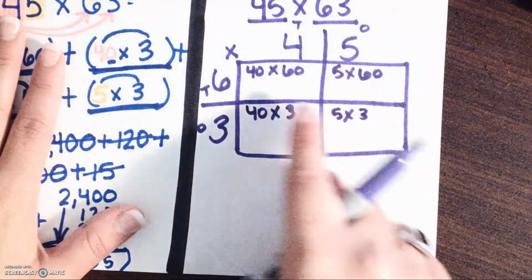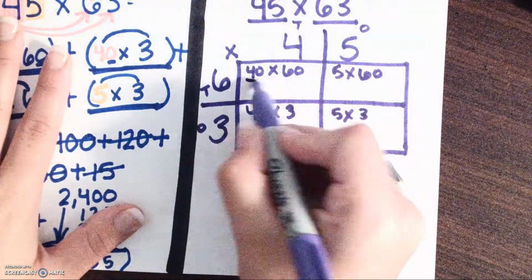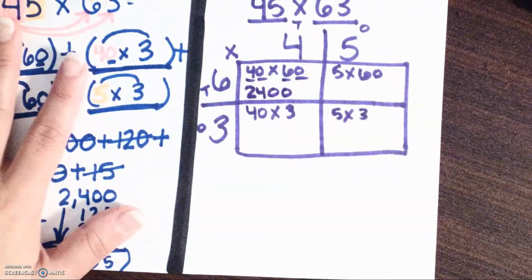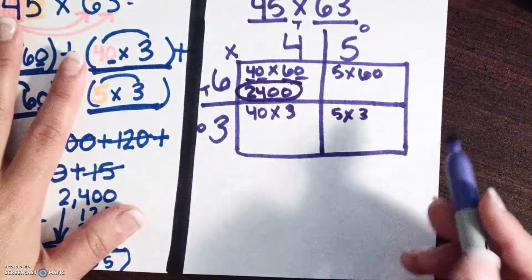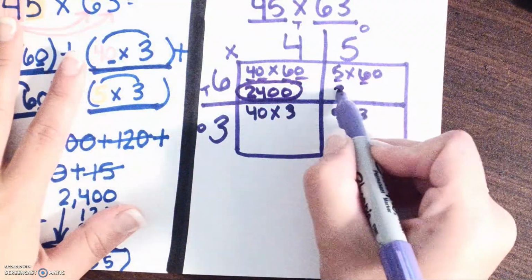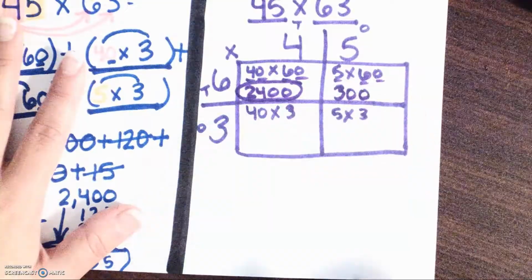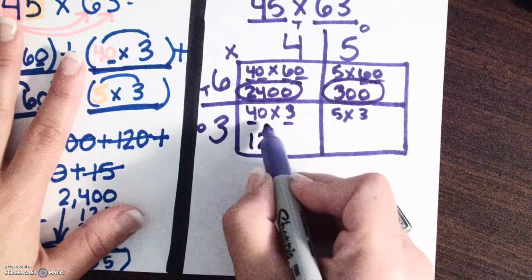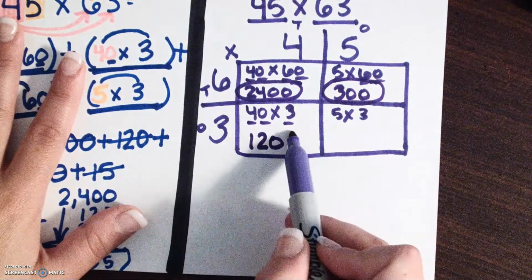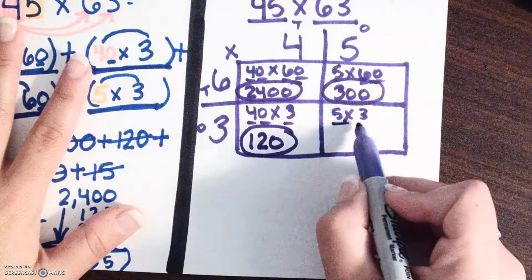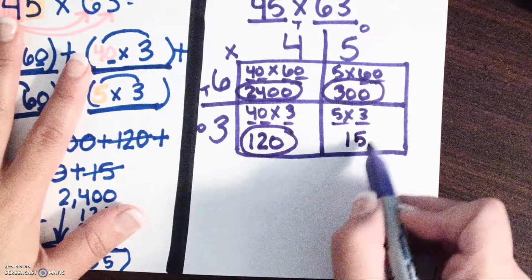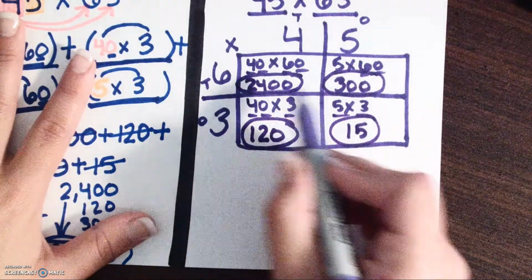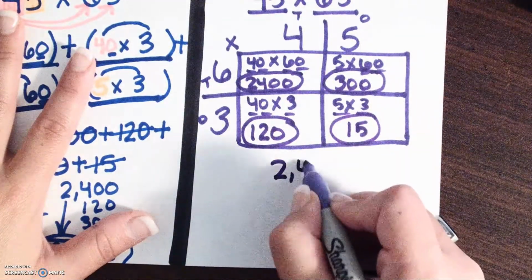Once I have my problems in all 4 boxes, I'm going to multiply them out. 4 times 6 is 24, but I have this 0 and this 0 I need to add to the end of my answer. So I'm going to circle that. And then I'm going to say 5 times 6 is 30, but I have this 0 I need to add to the end of my answer. So I'm going to circle that. And then I have 4 times 3 is 12, but I have this 0 I need to add to the end of my answer. I'm going to circle that. And then I know 5 times 3 is 15, and there's no zeros, so I don't add a 0, and I circle that.